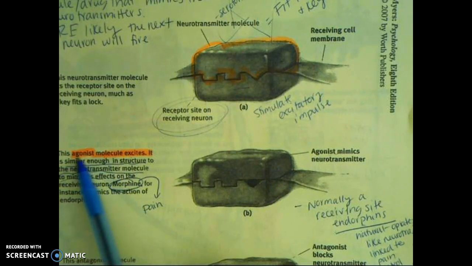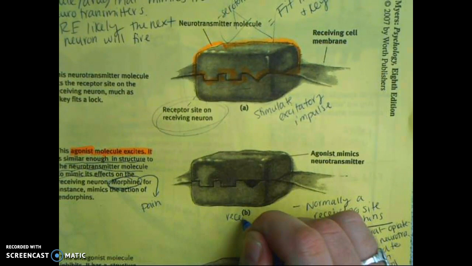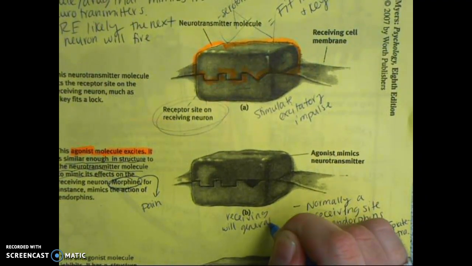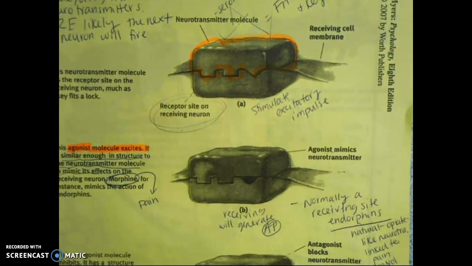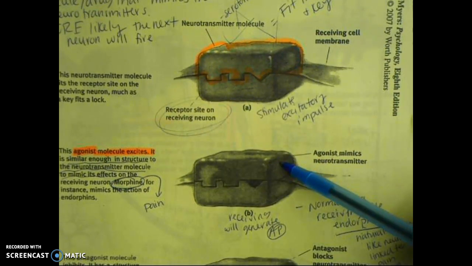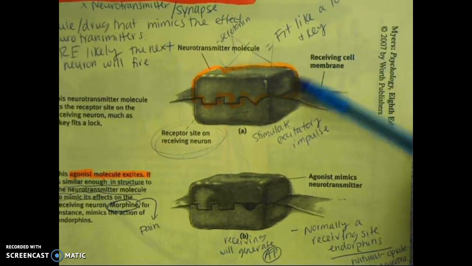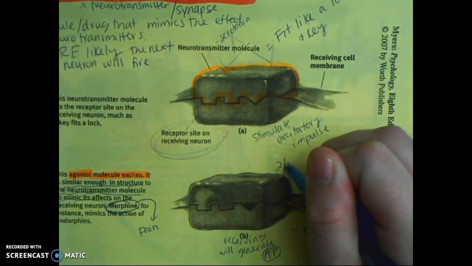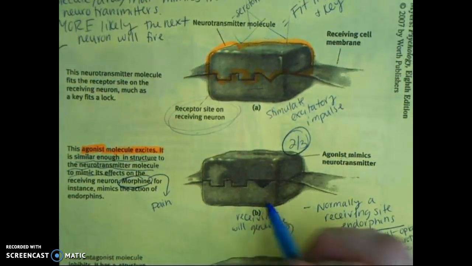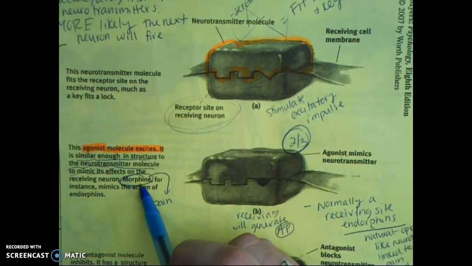So in this case, it's an agonist because it's increasing the likelihood that the receiving neuron will generate an action potential, an AP, right? So once again, it's similar in structure. It fits in that site, it's the lock and key mechanism. It's got 2 out of the 3 structures that it needs. It's close enough that it tricks the receiving side into thinking it actually is the neurotransmitter endorphin. But in reality, it's a chemical that was ingested, which is morphine.